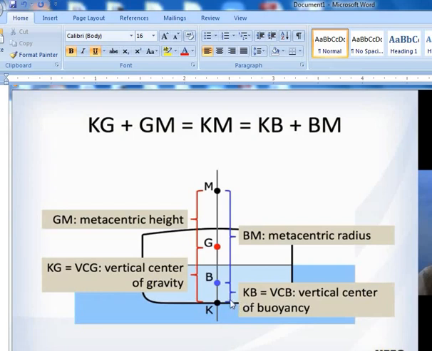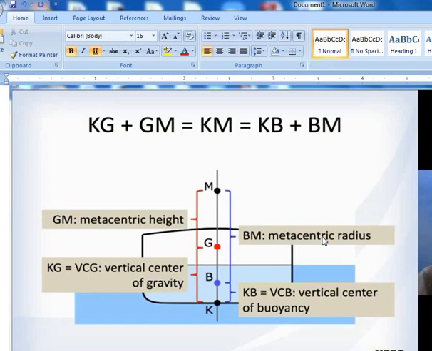And we have the KB. Like I told you, the B is the center of buoyancy. And if you want the KB, the distance, it is just half the draft of your vessel. For a block vessel, it is half the draft of your vessel. But with the BM, that's from B to M here, the BM is like a radius.